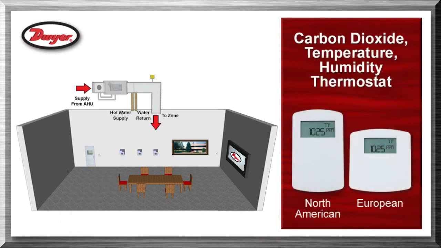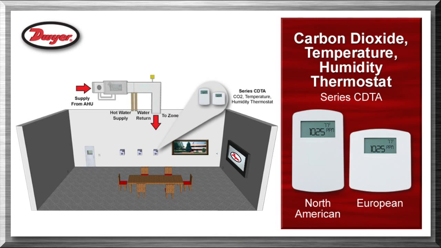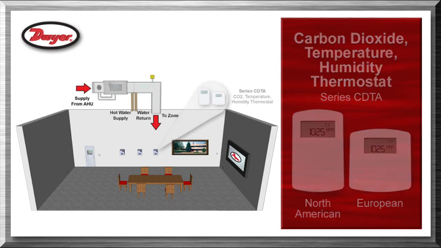Carbon dioxide temperature humidity thermostat, series CDTA, is wall-mounted in the zone. They are used to relay the ambient zone conditions via BACnet or Modbus communications. The temperature set point and manual override buttons bypass building temperature settings for additional occupant comfort.